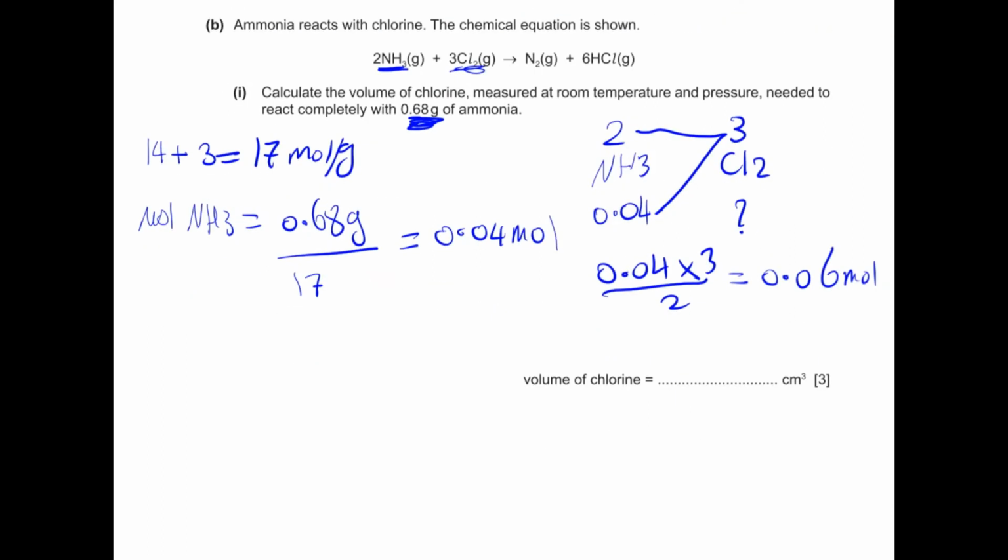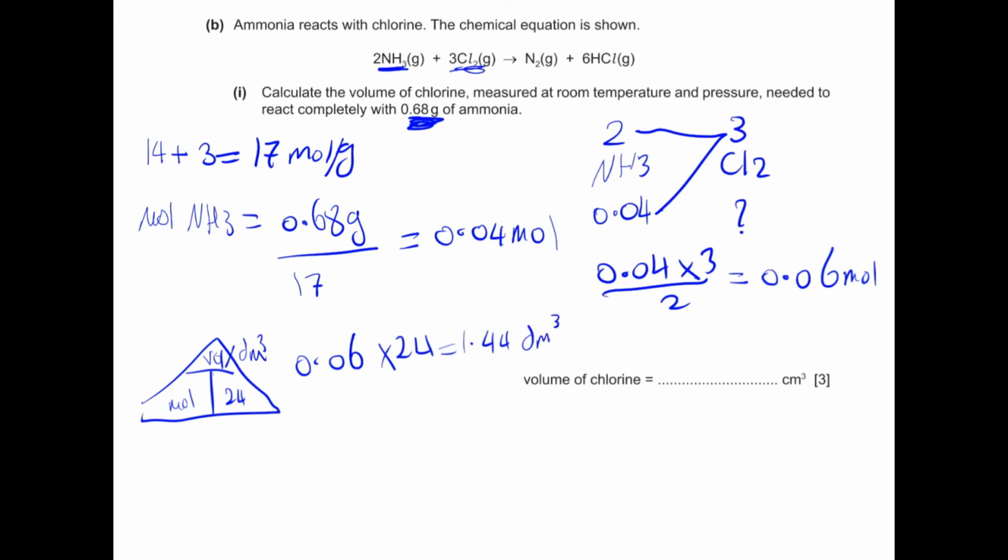Now we want to look for the volume. So the volume is equal to moles multiplied by 24. So 0.06, this is volume in decimeter cubes. So 0.06 multiplied by 24 gives us 1.44 decimeter cubes. But here we want the answer in centimeter cubes, so we're gonna multiply by 1000. 1.44 multiplied by 1000 is 1440 centimeters cubed.